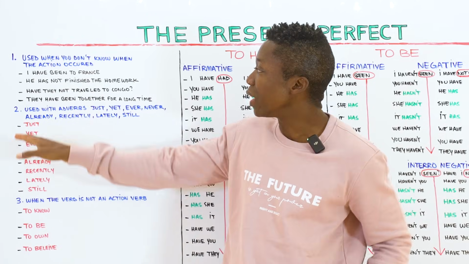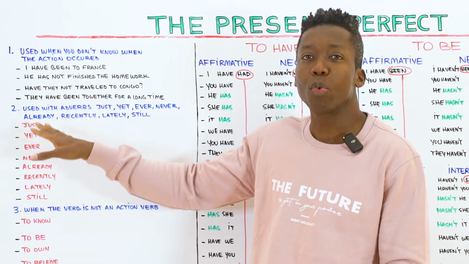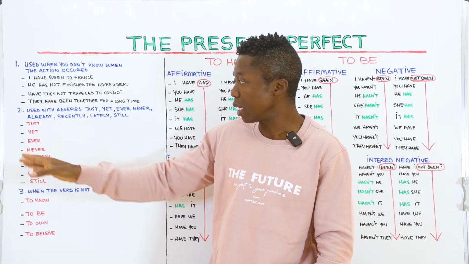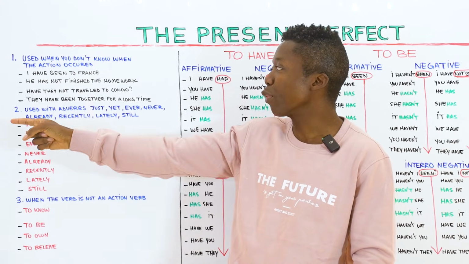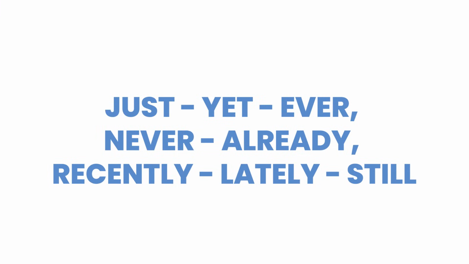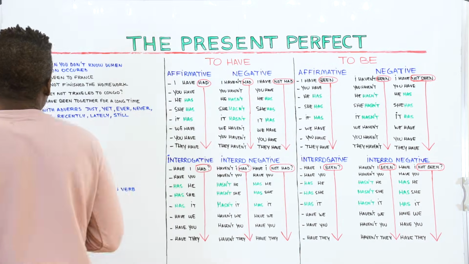Make sense? All right, so here, I need you guys to learn these adverbs. Whenever you use these adverbs, conjugate the verb, generally, in the present perfect form. These adverbs are just, yet, ever, never, already, recently, lately, still. Okay? All right, so let's try to make an example.